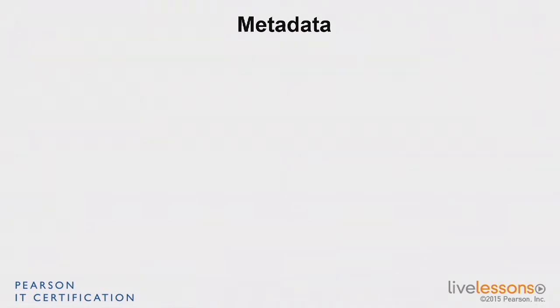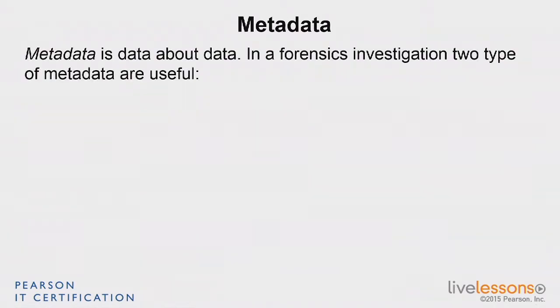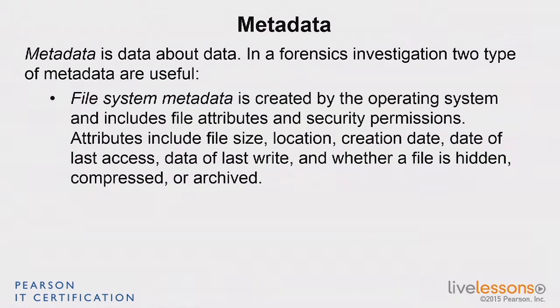Now, one of the things our forensic investigator will be looking for is metadata. And metadata is data about data. In a forensic investigation, two types of metadata are useful. File system metadata is created by the operating system, and it includes file attributes and security permissions. Attributes could include file size, location, creation date, date of last access, date of last write, and whether a file is hidden, compressed, or archived.